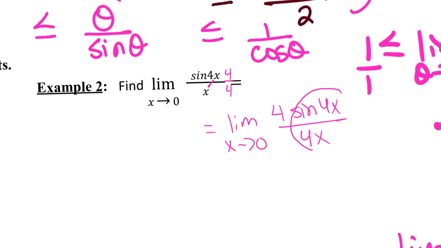Now, what's the limit as x goes to 0 of that? 1. So now we have 4 times 1, because this is like having a scalar. I could pull it out in front. And so our limit is actually 4. Basically, these two have to be the same, and if there's a coefficient in front of them that's different than 1, that's what it's going to be.